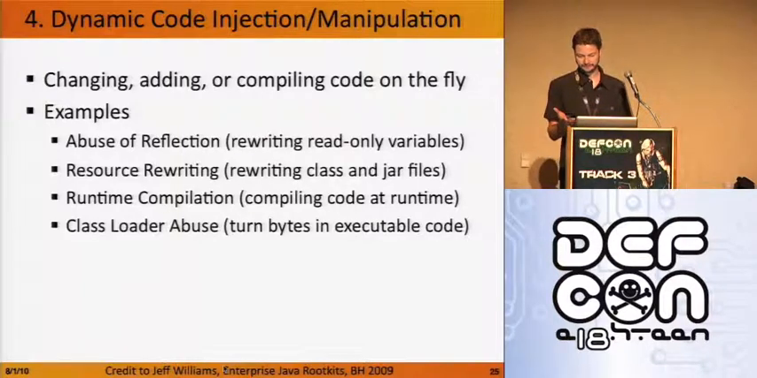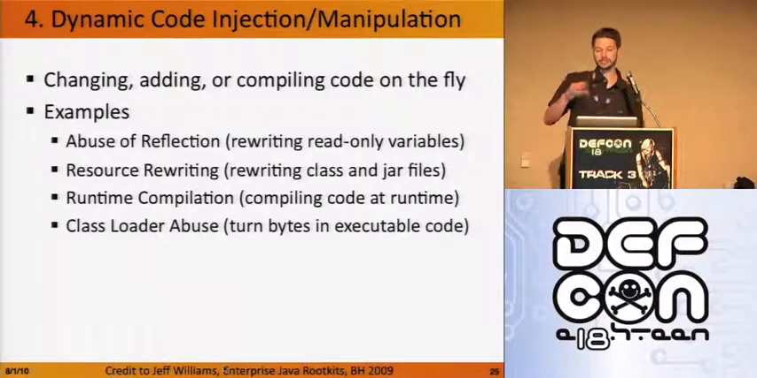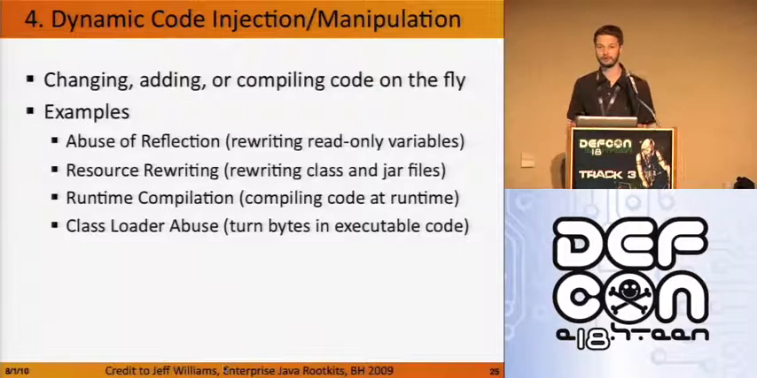So, work of Jeff Williams, dynamic code injection and manipulation. This category is all about changing, adding, compiling code on the fly. So you have some source code in your application and you compile it on the fly and execute it. We got inspired by Jeff Williams' work on this particular category. He enumerates a lot of categories, like abuse of reflection, where you rewrite read-only variables, resource rewriting, compilation on the fly, abusing class loaders, pretty neat stuff.